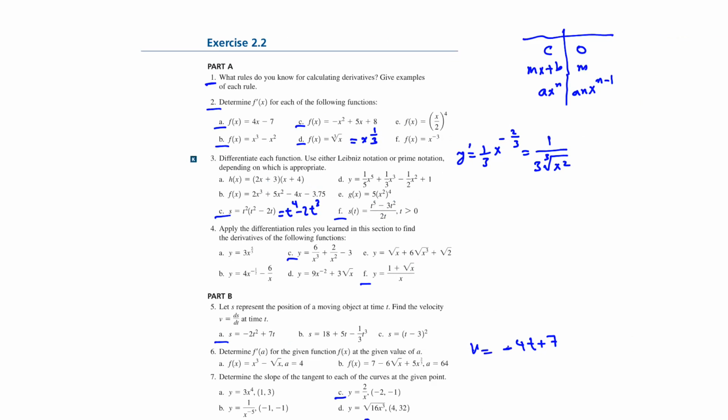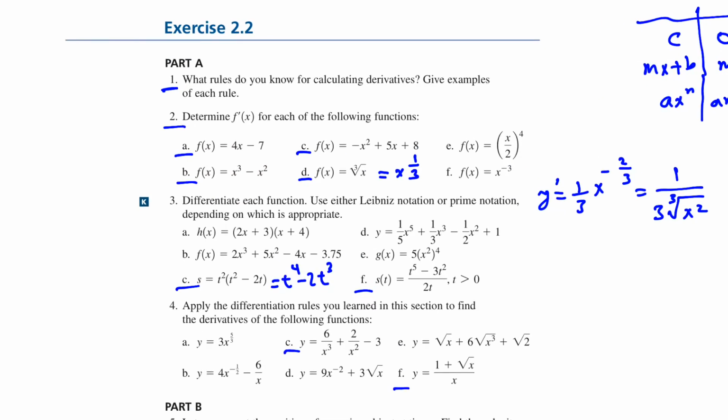The derivative of addition of two functions is addition of derivatives. The derivative of subtraction of two functions is subtraction of derivatives. For example, the derivative of f of x equals 4x minus 7. Question 2, part A, is the derivative of subtraction of two functions. It's going to be the derivative of the first function, which is 4, minus the derivative of the second function, which is 7, 0. 4 minus 0 is 4. The derivative of x3 minus x2 is the difference between the derivative of x3, 3x2, and of x2, 2x. So the derivative of x3 minus x2 is 3x2 minus 2x.